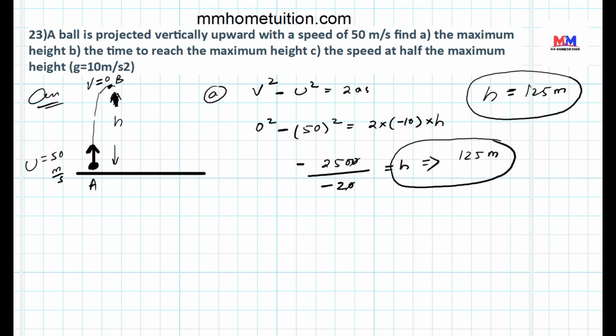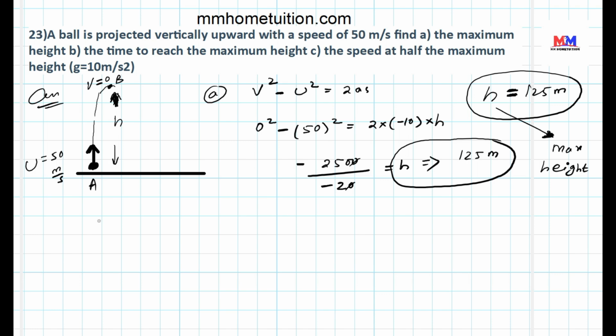h equals 125 meter. So the maximum height equals how much? Maximum height equals 125 meter. That is the maximum height.